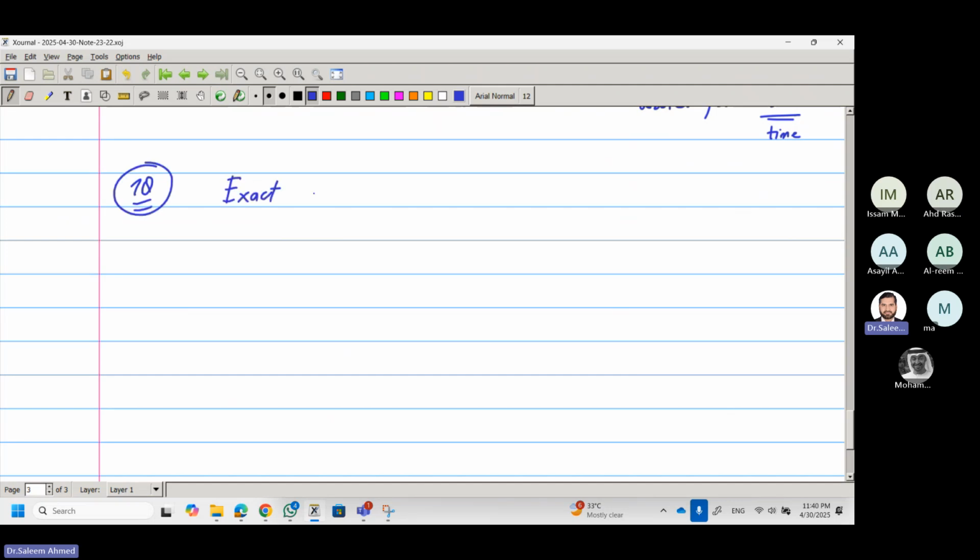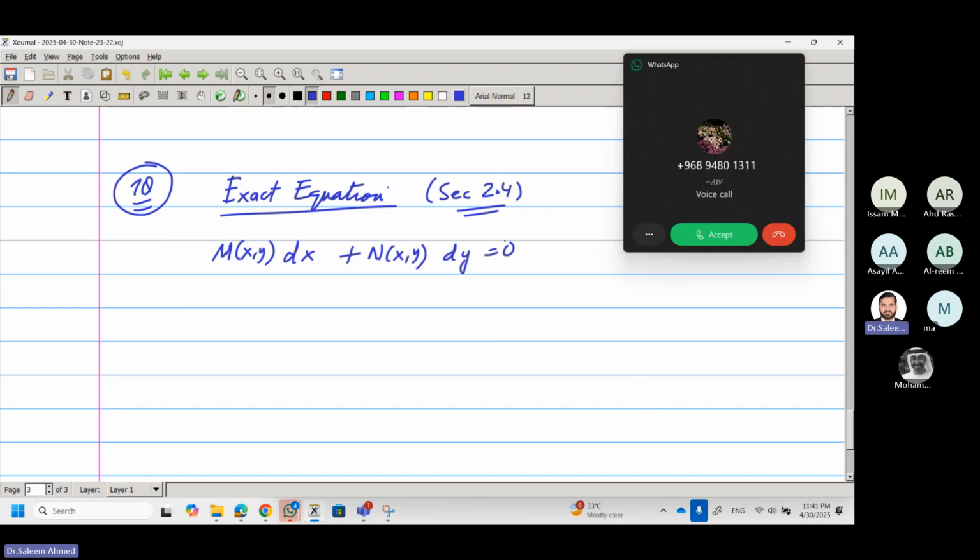So let me do that because I did not do that in the review session. Exact equation, section 2.4. So there will be one equation like that. This equation is a function of x, y given with dx plus a function of x, y given with dy equal to 0.